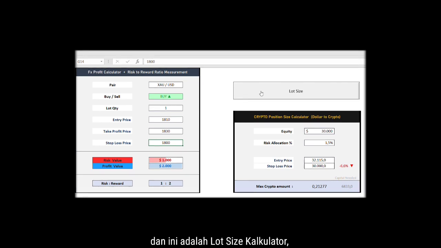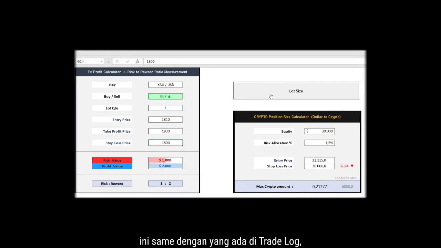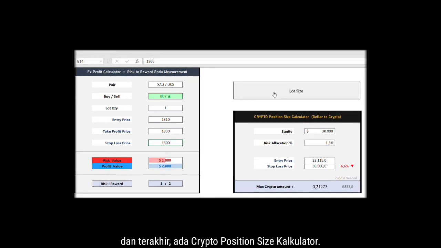And here this is a lot size calculator. This is the same as in the previous one. And the last one is the crypto position size calculator.